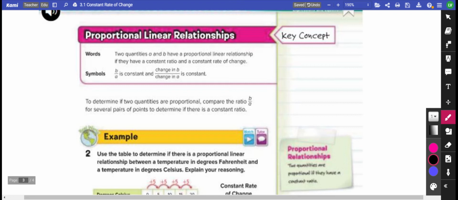In words, two quantities, A and B, have a proportional linear relationship if they have a constant ratio and a constant rate of change. In symbols, B divided by A is constant, and the change in B divided by the change in A is constant. To determine if two quantities are proportional, compare the ratio B divided by A for several pairs of points to determine if there is a constant ratio.